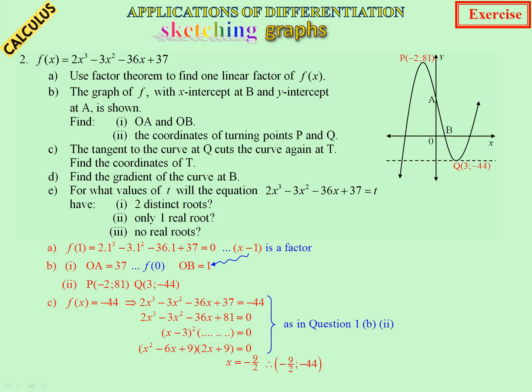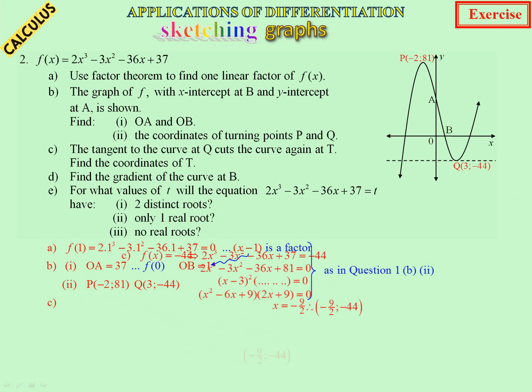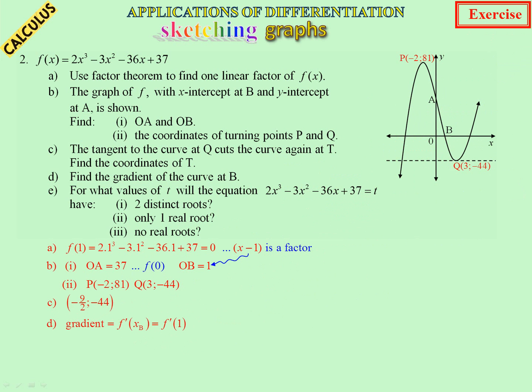Therefore, my x value at this point is negative 9 over 2. And that's very quick because it's the y value of negative 44. It's along that line. The gradient of the curve at B. Right, so at B, x is 1, so I'm going to substitute into the gradient, into the derivative.